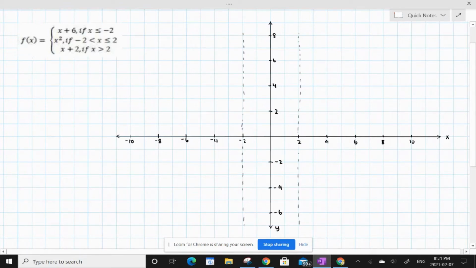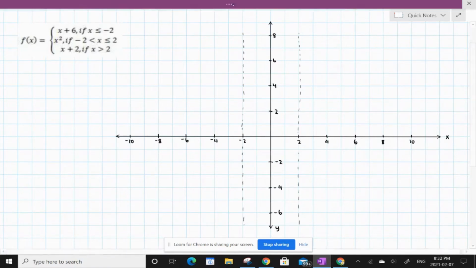The first portion here says when x is less than or equal to -2, the function that represents that portion is going to be x plus 6. So for all of your x values that are less than -2, we're going to graph it as if we were graphing x plus 6. Now, I don't care how you graph this. You could use a table of values, or you could use 2 points on this line. But we know that x equals -2 is part of this portion. So if I plug -2 into x plus 6, that's going to give me +4.